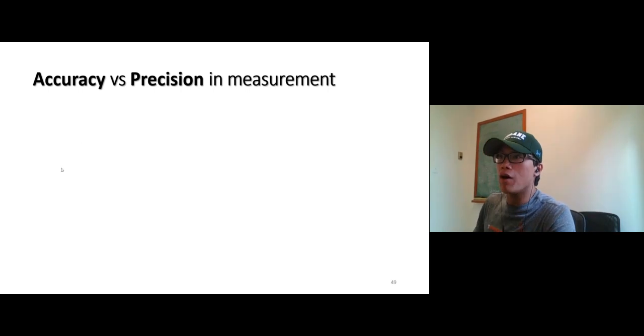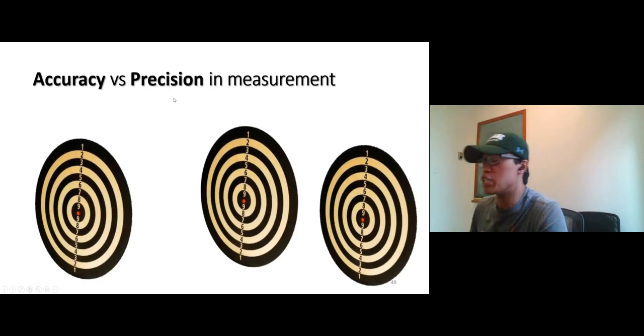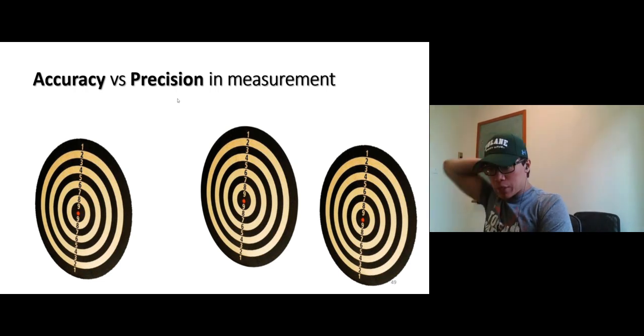All right, let's talk about accuracy and precision in measurement. When we measure something, accuracy and precision are something that we always talk about: how accurate your measurement is, how precise your measurement is. All right, let's start with the definition.